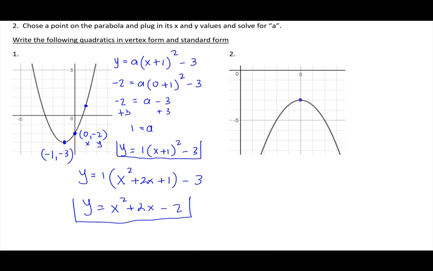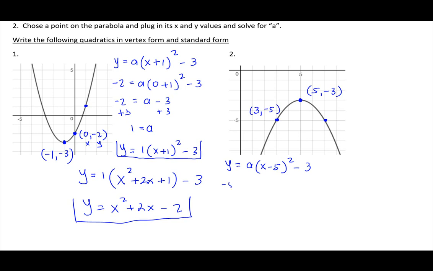So over here we have the vertex again. The vertex looks like the coordinates are 5, -3. Since I know the vertex, I'll just go ahead and use vertex form. So y is equal to a times (x minus 5) squared minus 3. Then I'm going to find another point. It looks like I could use this point right here, or if I want, I can also use this point. Either one's fine. Right here, the coordinates look like 3, -5.